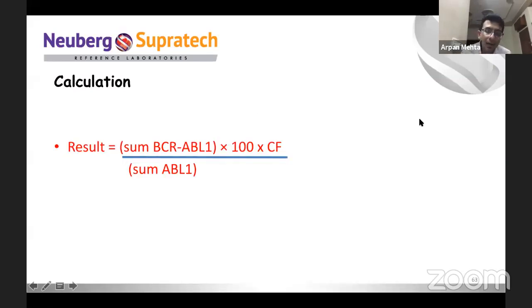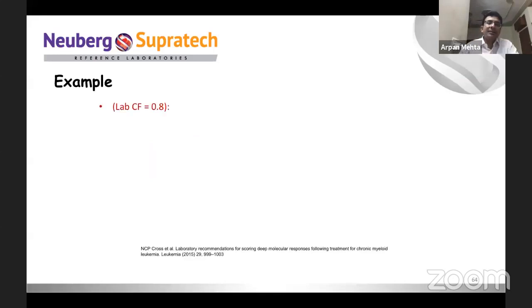So this is how we calculate. We take the sum of BCR-ABL1 and divide by the sum of ABL1, and then we multiply it by 100 and then by the conversion factor. Here, the conversion factor is obtained by comparing our plasmid dilutions to international standards. Let us see with our example.